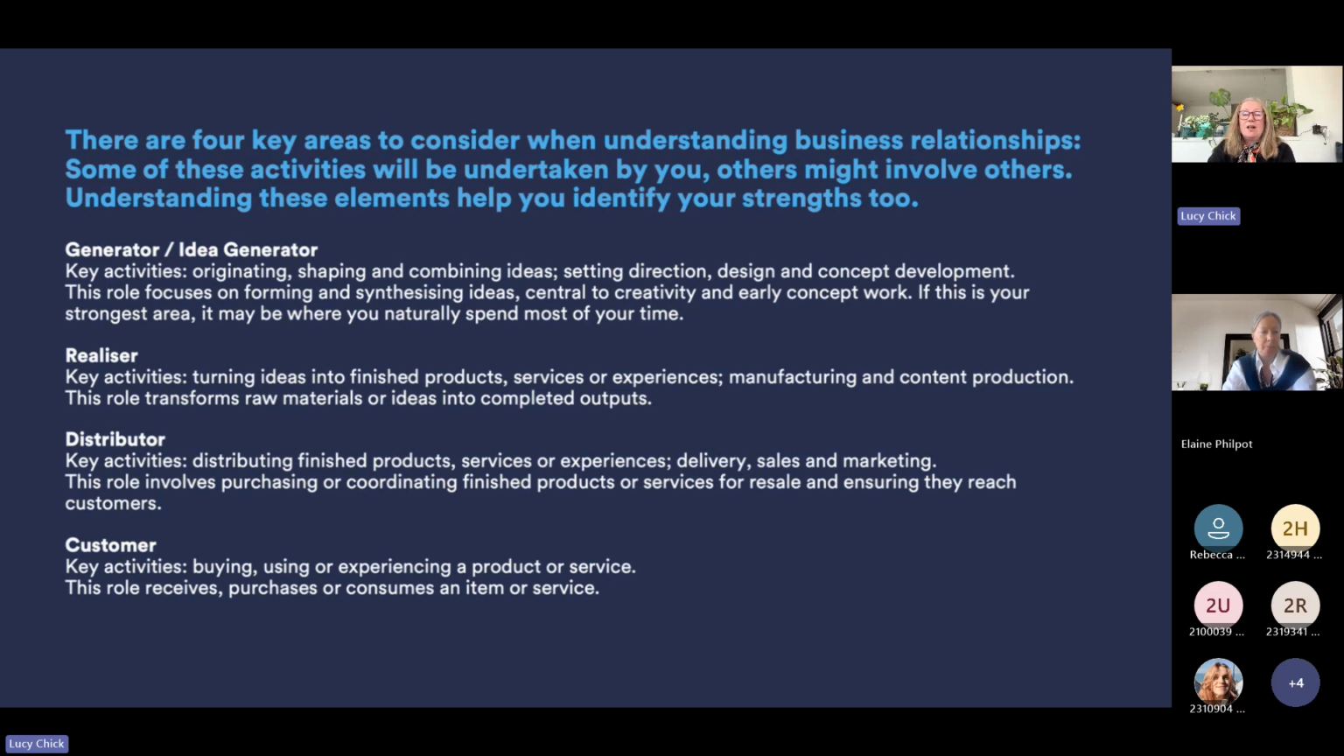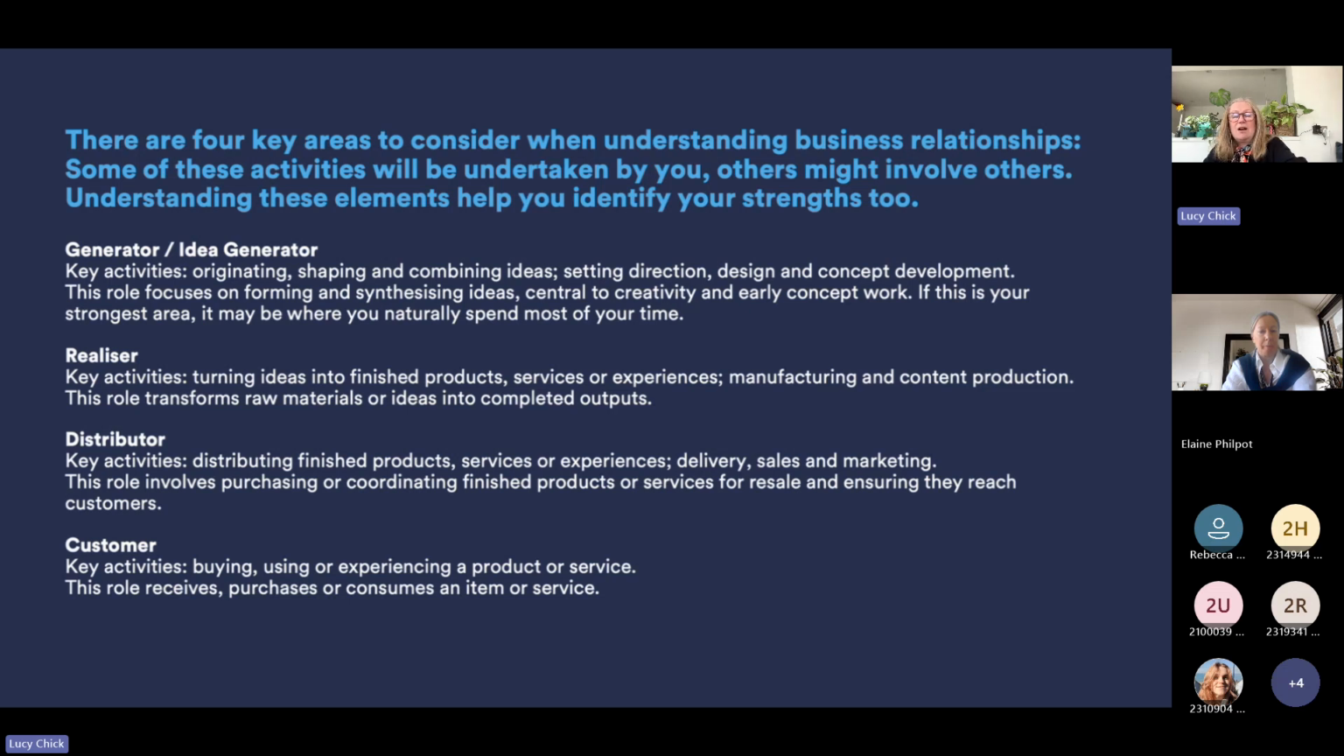There's also the realizer. This is the person, or the company, that turns the ideas into a finished product. Again, it might be you, but this is where it might involve a third party, another person who's doing it. So it might be a manufacturer, it might be someone who promotes content for you. It's where raw materials or ideas are translated into completed outputs.